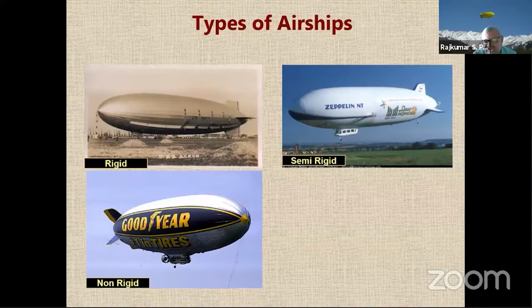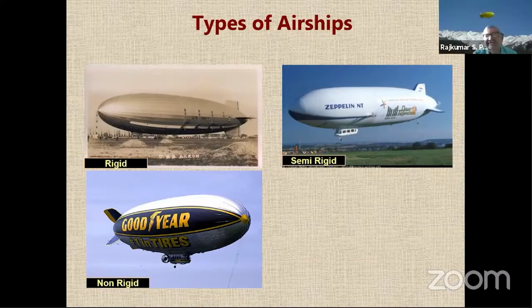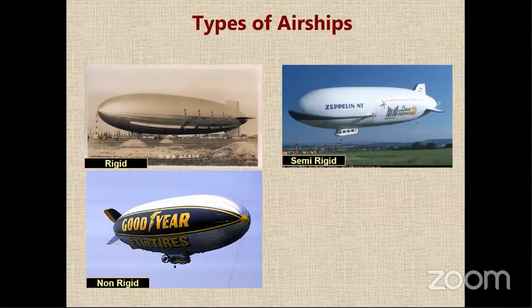So if the semi-rigid airship has an internal structure and the people are sitting outside in the bottom, then what is the difference between semi-rigid and non-rigid? There may be no internal structure, only the gas is there. So if there is no structure inside, then it is non-rigid. Then why semi-rigid? Sir, it has both rigid and non-rigid characteristics. Like it will have structures to support the envelope as well as the gas pressure inside.